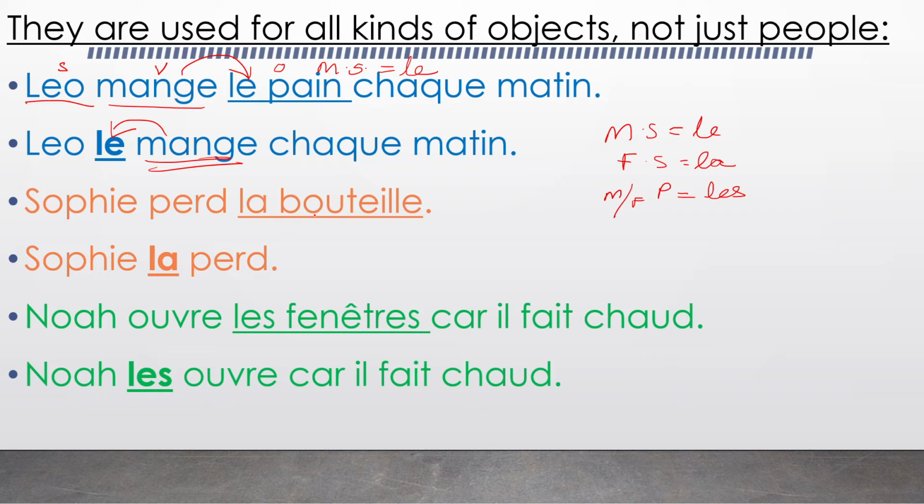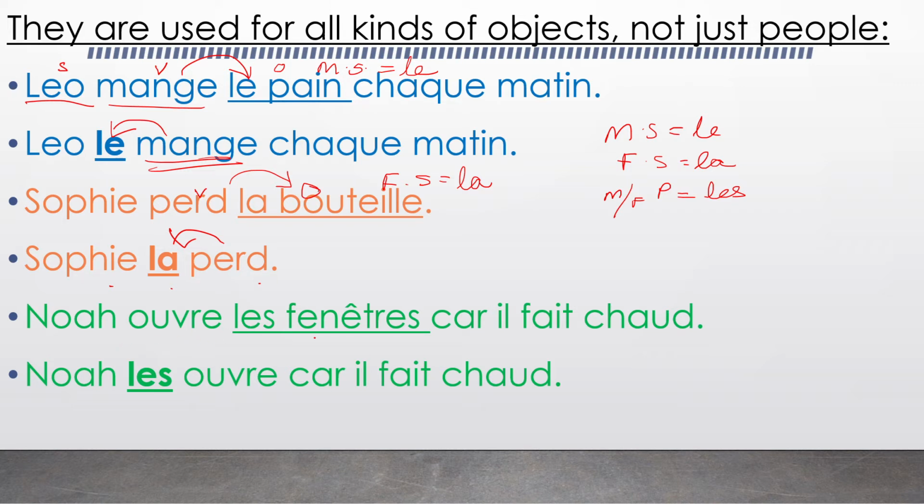La bouteille is here the direct object because the action of being lost is being performed on the bottle, right? So it becomes the object. It is feminine singular now, so it is replaced by la. And where do you place that? Before the verb. So it becomes Sophie la perd, Sophie loses it.